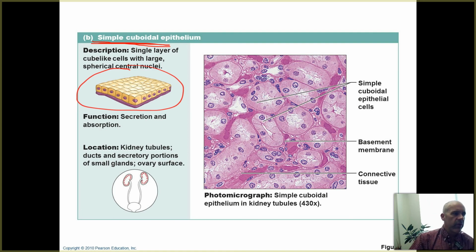Some places where you would find these are in the kidneys. There are some tiny microscopic tubes in there called kidney tubules that are also involved in urine formation. Some of your smallest glands in the body have simple cuboidal tissues, and the outer surface of each ovary is covered with it, because organs can be covered with epithelial tissues as well.